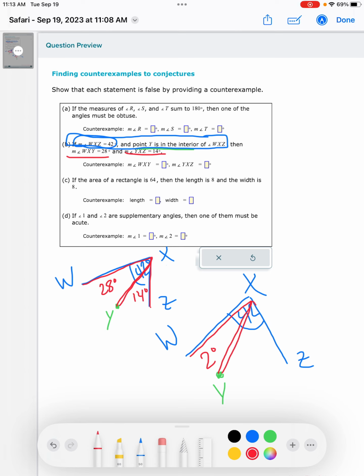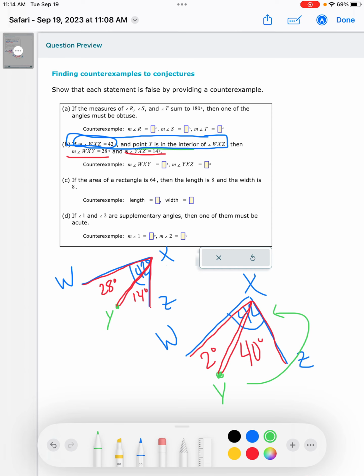So if I take YXZ, that needs to add to 40 degrees because it still needs to add up to our original angle, right? Because we're not making completely new angles. We're just kind of cutting this angle into two parts. All right? Hopefully that made sense. I tried to take it slow and take it down piece by piece.